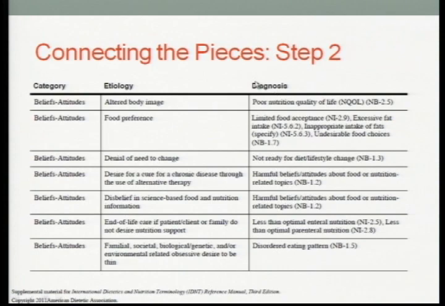So here's your diagnosis. So let's say we take poor nutrition quality of life. So the etiology, maybe they have an altered body image, and that's in the category of their belief and attitude. So you kind of begin to see how this all connects. Let's see, disordered eating pattern. Maybe you have a very overweight person who eats large amounts of food, and the etiology might be societal, biological, genetic, and or environmental related obsessive desire to be thin or just to eat. So you ought to think about that, especially if you think about a bulimic patient, a person with bulimia. That could be part of your etiology.